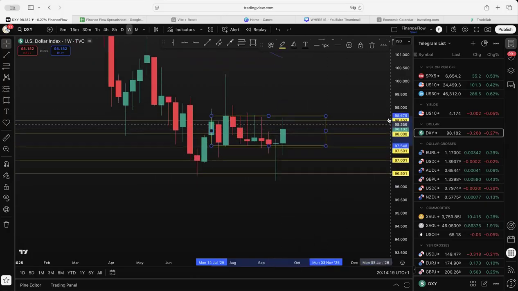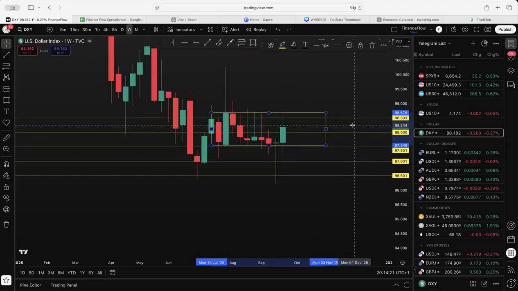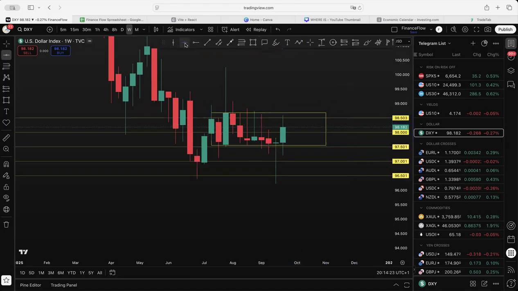So that kind of tells me that, I'm going to actually mark 99 on here right now. 99, this is going to be that key area. Are we going to break out? But again, we're obviously going to have to wait and see. We've had a huge rejection here.